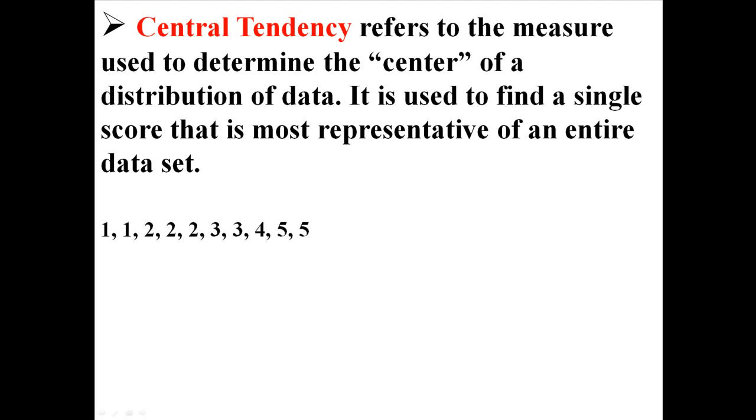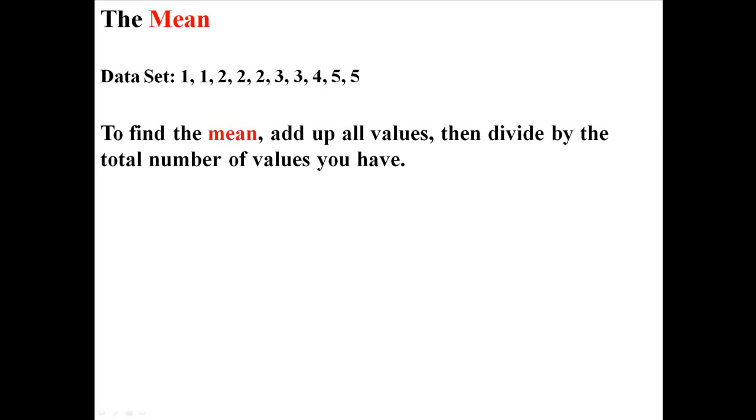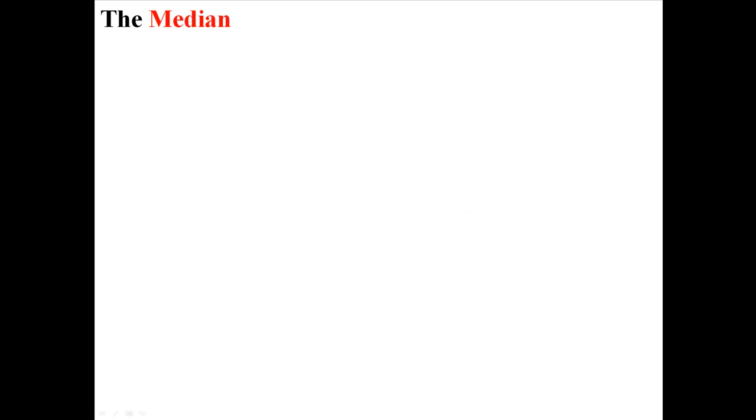So here's a sample data set that we were working with before, and if we could pick a single value to represent this sample data set, what ways could we do it? So first of all, let's check out the mean, which should be a summary of what we've already gone over. So we have the data set, and to find the mean, first you add up all the values, then divide by the total number of values that you have. So I just add everything up, divide by 10, and I get a mean of 2.8. So that's the mean.